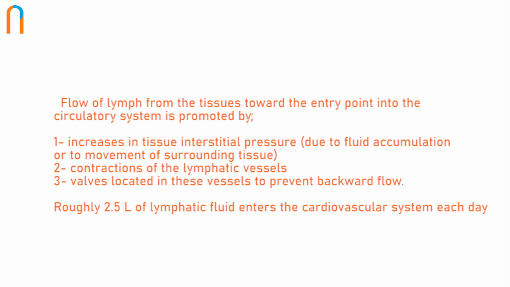Flow of lymph from the tissue towards the entry point into the circulatory system is promoted by, first, increases in tissue interstitial pressure due to fluid accumulation or to movements of surrounding tissue. Second, contraction of the lymphatic vessels, and third, valves located in the vessels to prevent backward flow. Roughly 2.5 liters of lymphatic fluid enters the cardiovascular system each day.